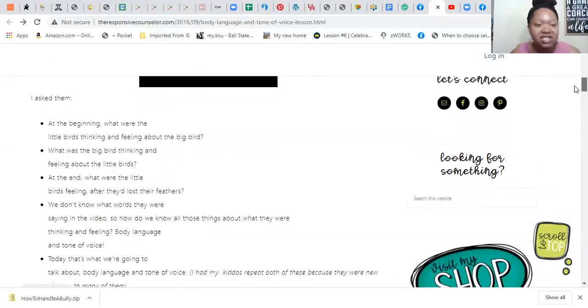And the goal of this is you're asking the right questions. So here it says at the beginning, what were the little birds thinking and feeling about the big bird, right? If I have a kiddo who's maybe got some language delays, I might be prompting them with what type of words, or I might show them a picture that goes along with that particular feeling. So maybe I'm going to show them a face that looks angry so that can prompt them to say, oh, they were angry, right? That's how you add that kind of assistive technology in there, okay?